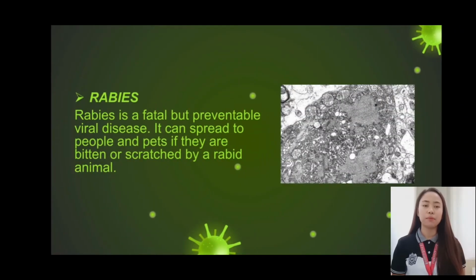The number three example is rabies. Rabies is a fatal but preventable viral disease. It can spread to people and pets if they are bitten or scratched by a rabid animal.